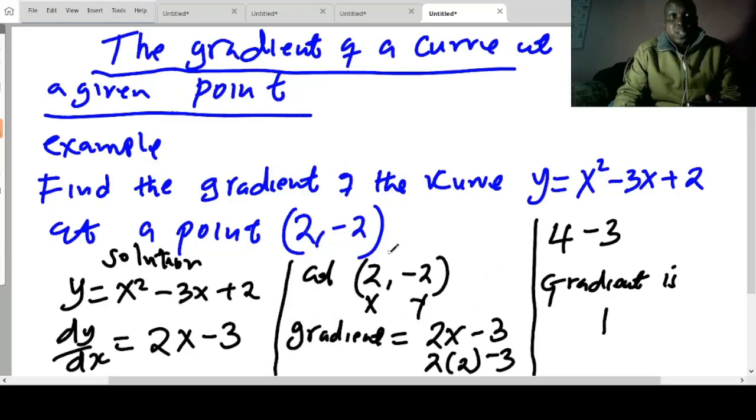I want to use this question so that we calculate this point 2, negative 2.